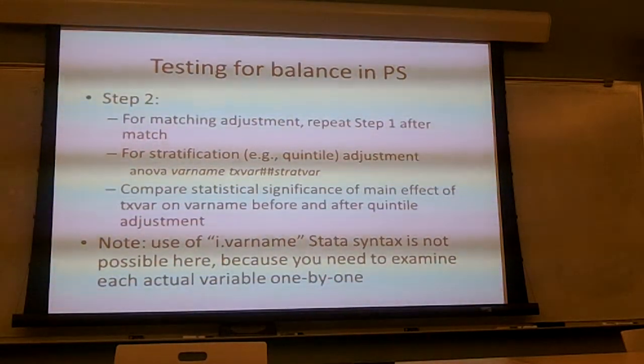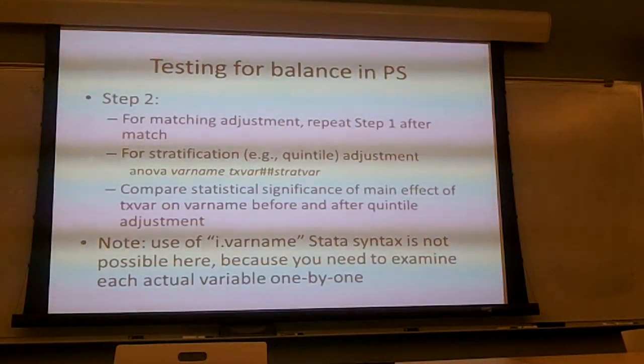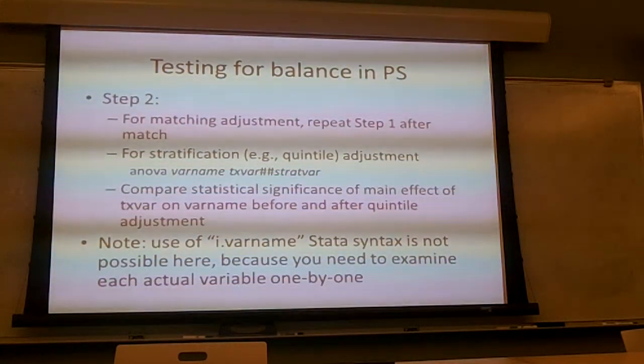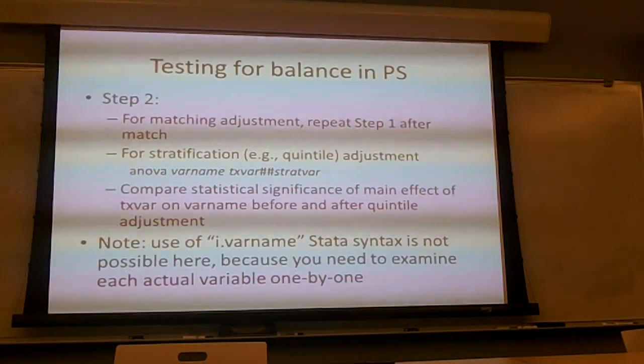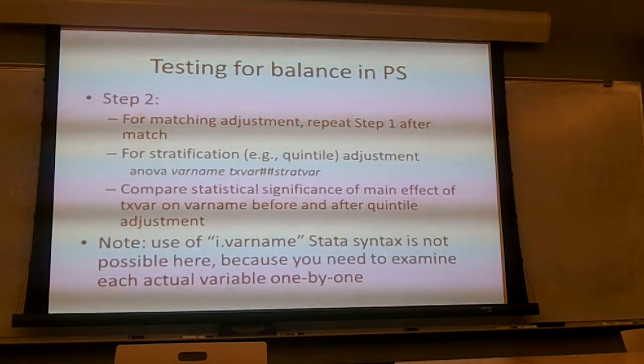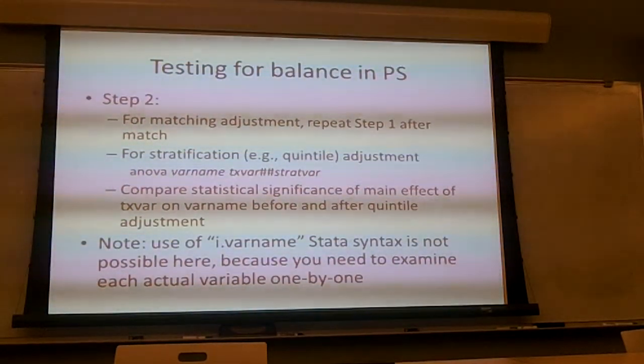So for the matching adjustment, that is where we go through and take each observation in the treatment group and match it 1-to-1 or 1-to-something in the control group. You then just repeat step 1 all over again.